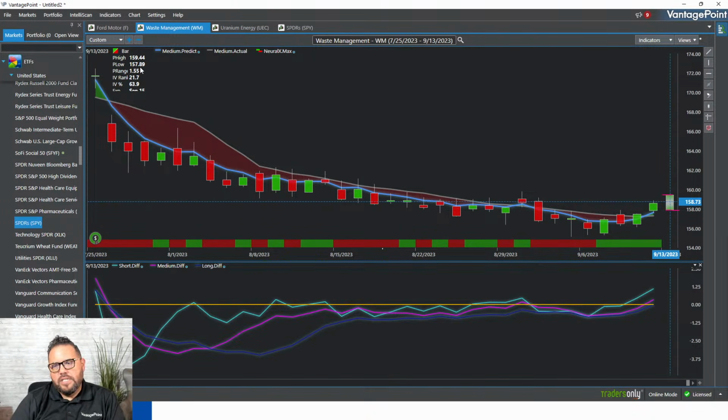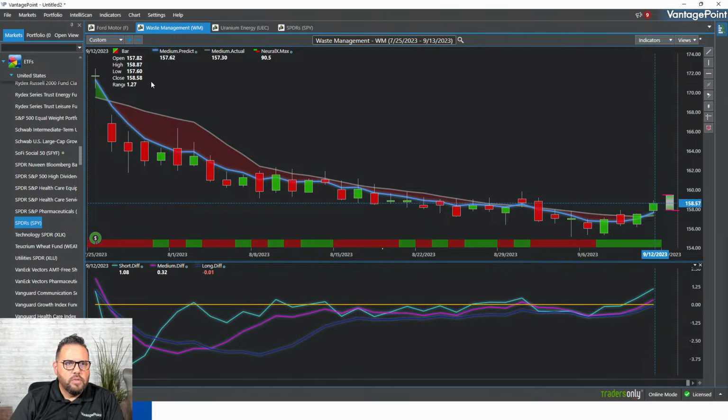159.44 and 157.89. Well, that gives me some parameters to say, if I'm going to buy an at-the-money call option, the close of this was 158.58. The likelihood that I have a strike price at 158.58 is low. I might have a 158.50, I might have a 159, I might have a 160. But here's the key. Knowing that that close was 158.58 right here on that day, right?